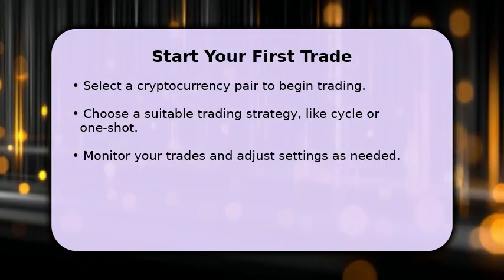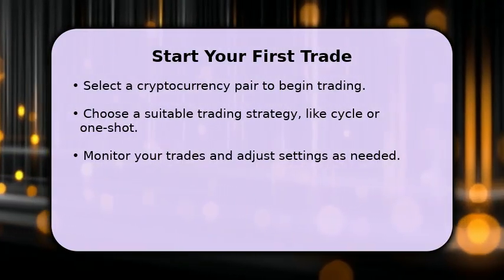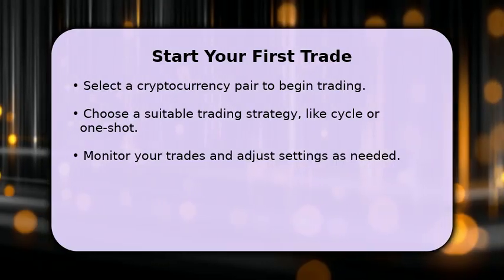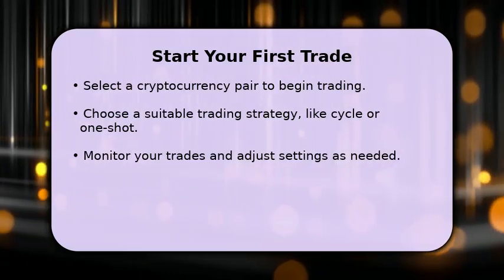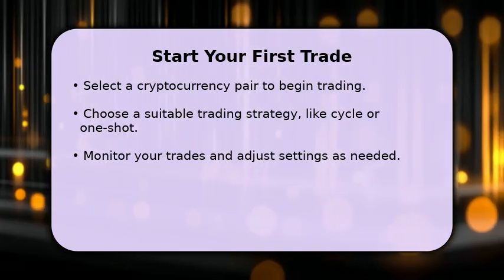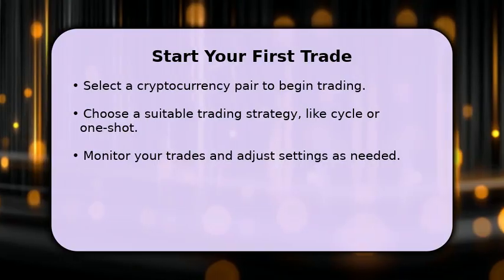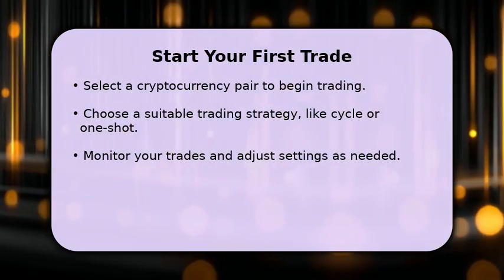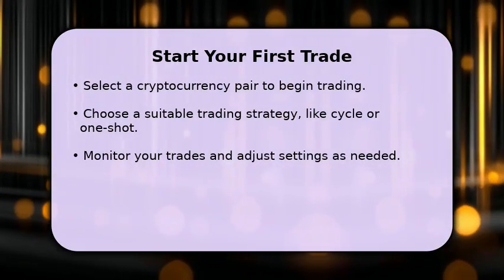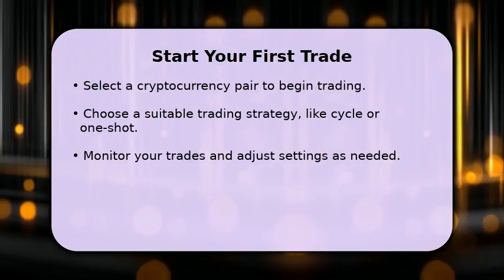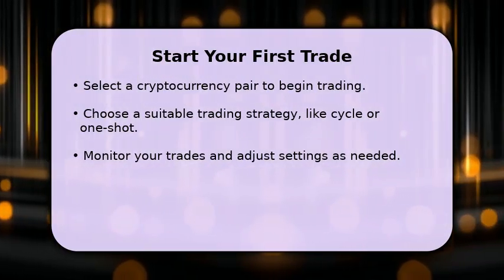Navigate to the quantitative section in Royal Q and select the cryptocurrency pair you wish to trade. Choose your desired strategy, such as cycle for continuous trading or one-shot for a single transaction. After confirming your settings, Royal Q will begin executing trades automatically. Remember to monitor your performance and adjust your strategy as necessary.